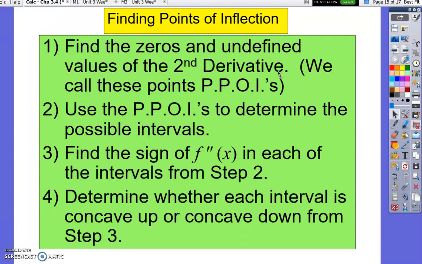So, finding points of inflection. Step 1, find the zeros and the undefined values of the second derivative. Just like with critical values, we have to find both the zeros and where the second derivative does not exist or is undefined. We call these points PPOIs, and I don't remember what that stands for. Sorry, I remembered: possible points of inflection. Step 2, use the possible points of inflection to determine the possible intervals. Step 3, find the sign of the second derivative in each of the intervals from step 2 and determine whether each interval is concave up or concave down.